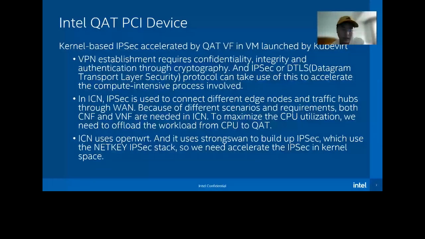And in SCN, IPsec is used to connect different edge nodes and traffic hubs through WAN. Because of different scenarios and requirements, both CNF and VNF are needed in SCN. To maximize CPU utilization, we need to offload the workload from CPU to QAT. SCN uses OpenWRT, which uses strongSwan to build the IPsec. So in a KubeVirt VM, we need to build strongSwan and IPsec with QAT acceleration.